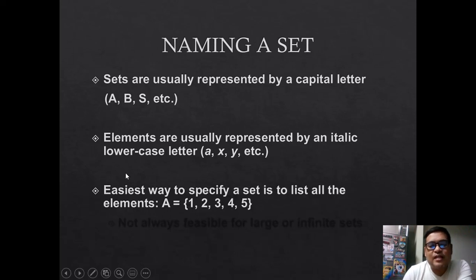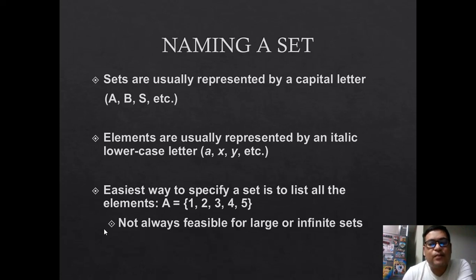The easiest way to specify a set is to list all the elements. This is the number one way of naming a set: the listing method. So you can jot down, okay, listing method: you list all the elements. Say, for example, all positive numbers less than 5. It's easier for you to list all the elements. But there's always a but. This is not always feasible for large or infinite sets. Say, for example, if you want to list all the counting numbers, it's infinite.